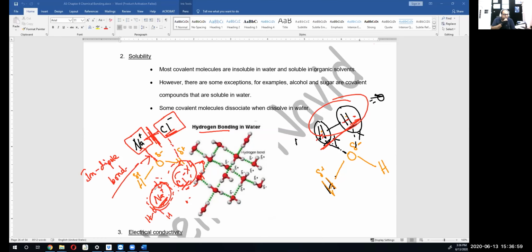Sodium ion is positive. Oxygen is negative. Unlike charges attract.